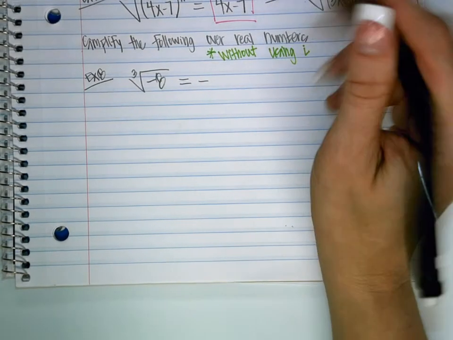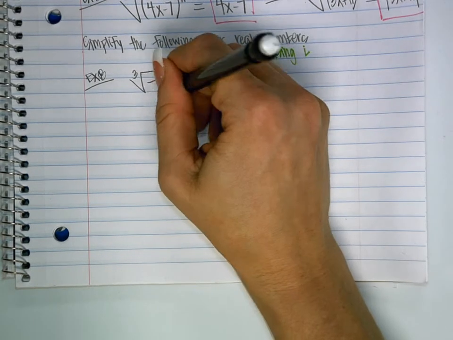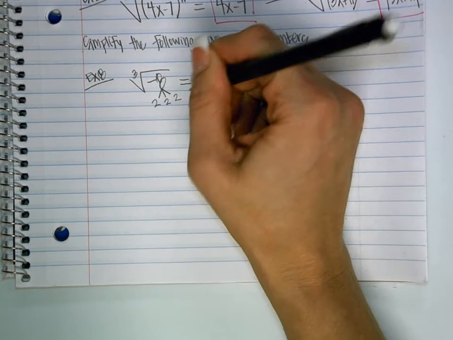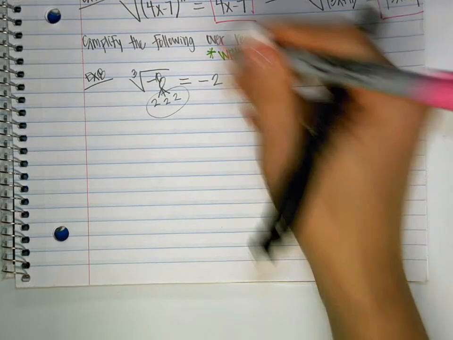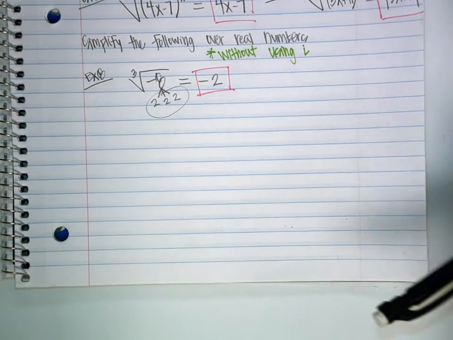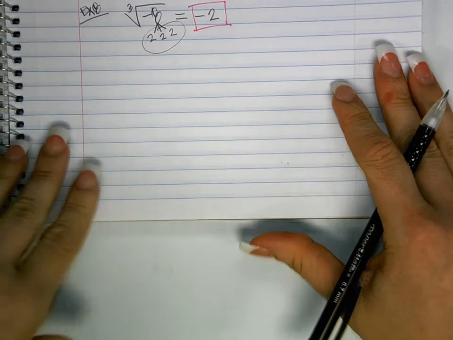What is the cube root of -8? What does 8 break down to? 2, 2, and 2. Take this out, keep the negative. -2 is your answer. We're looking for a -2 as an answer.